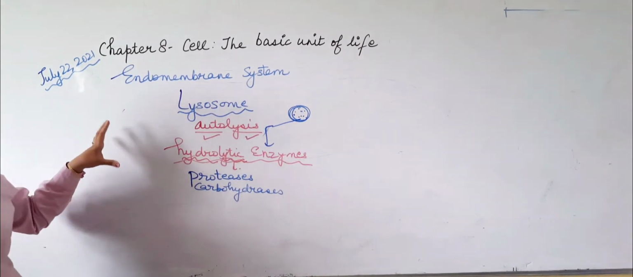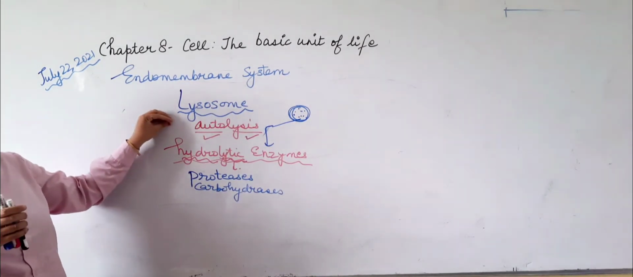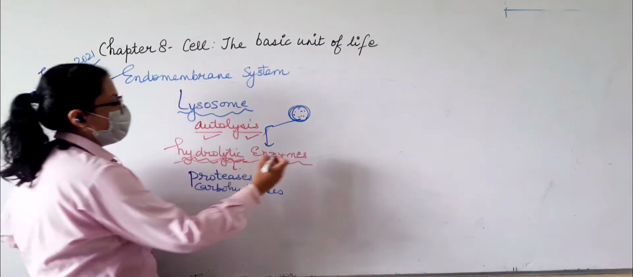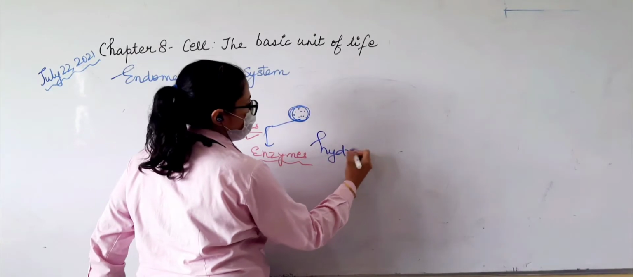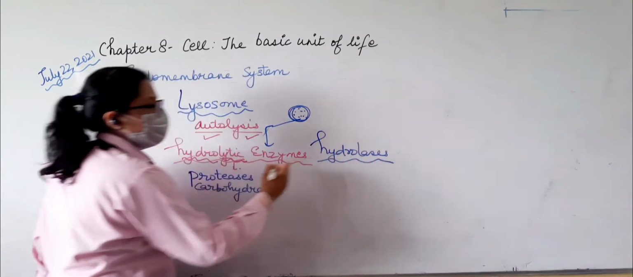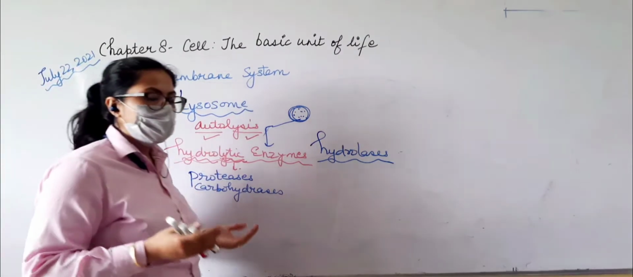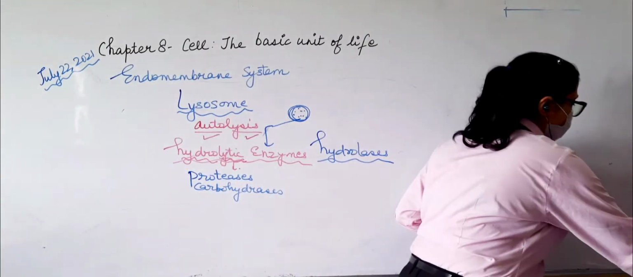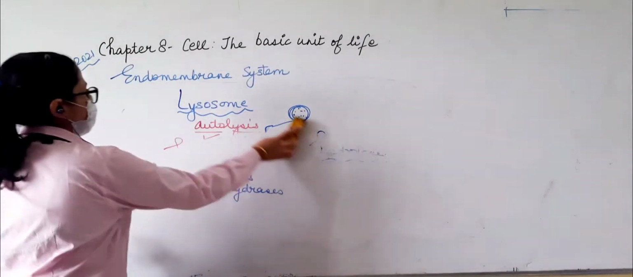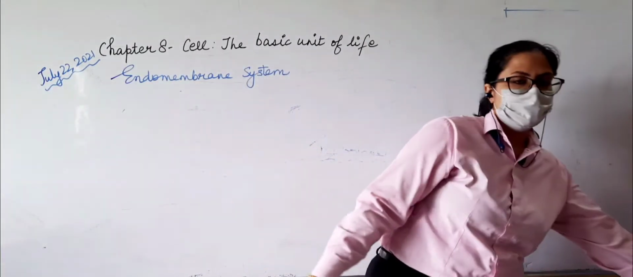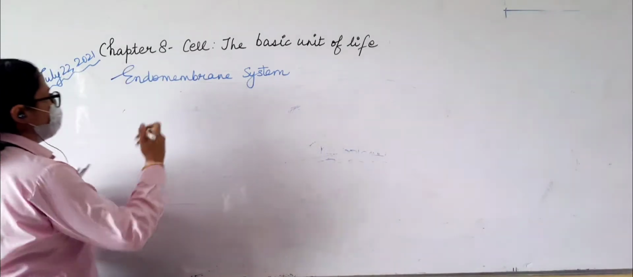So the key point here is it performs autolysis, and it has a group of hydrolytic enzymes which can also be called hydrolases. So it digests different nutrients in the cell. Whatever cell membrane is there, that also it can digest. Next, let us see the next part of the endomembrane system, that is the vacuole.